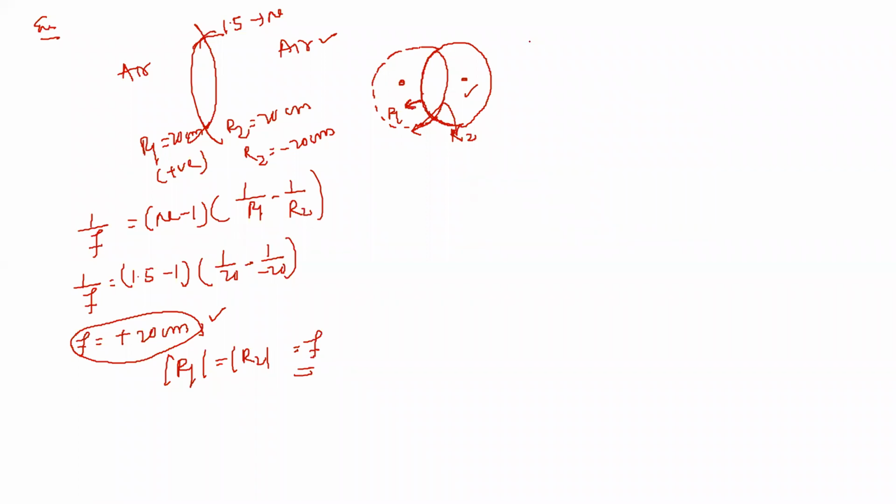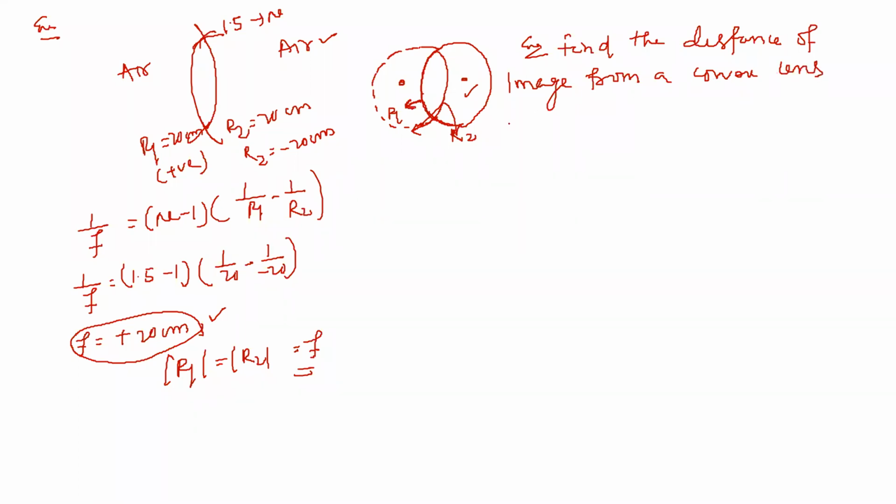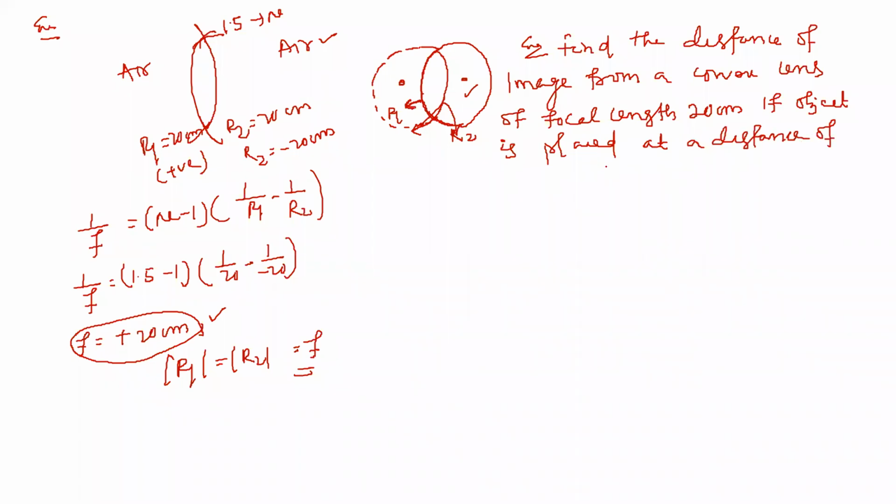Find the distance of image from a convex lens of focal length 20 centimeter, if the object is placed at a distance of 30 centimeter from the lens. Also find magnification.